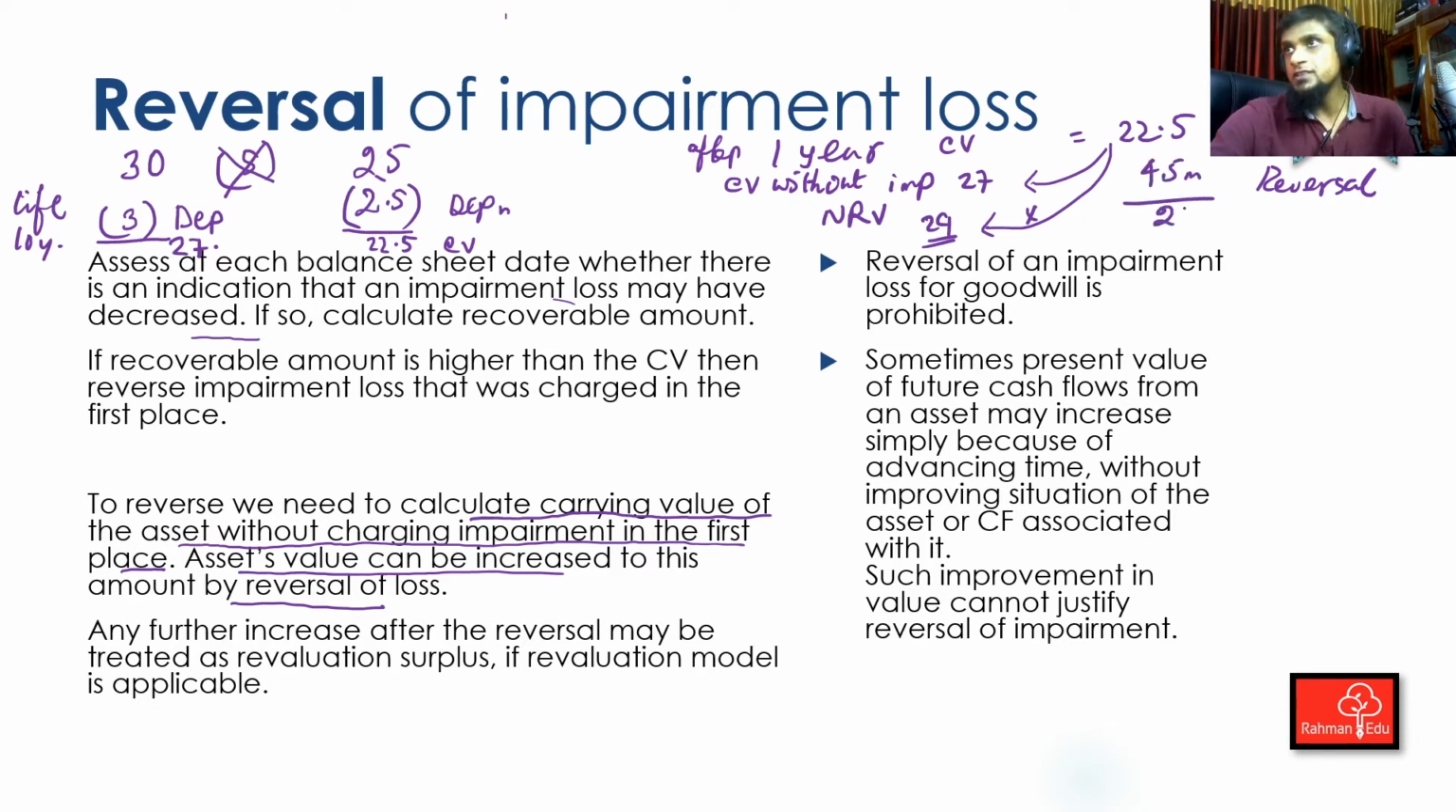Then carrying value 27. Then if I wish to take it to 29, there can be another step. I can say let's revalue that asset. If I follow the revaluation model, I can revalue the asset. Revaluation surplus, another 2, then it becomes 29. If I follow the revaluation model.